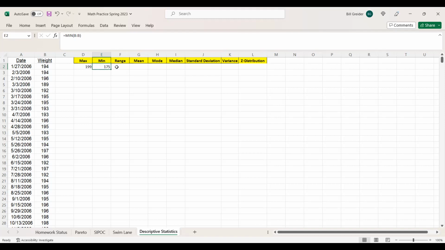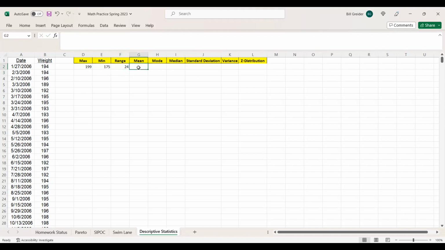And then the range is the biggest number minus the smallest number, right? And the range of weight is, so I'll go equals 199 minus, the dash, 175, 24 pounds. That's what the range has been over the last 775 measurements.